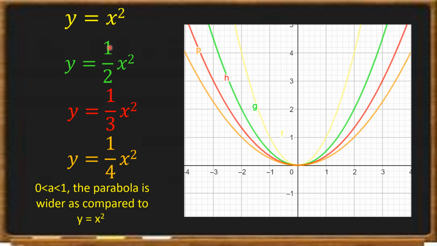Okay? Yung negative doon is just the opening of the parabola. So, wag yung intindihin yung negative. Yung intindihin nyo lang yung fraction. 1 half, 1/3, 1/4. Okay. So, yan po. The parabola is wider as compared to y equals x squared.